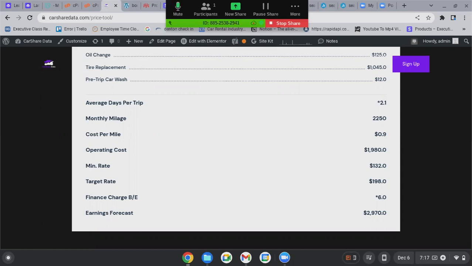I want all of my cars to be at least $100 a day, so that I can say each unit I'm going to make $1,000 of gross profit every month. At 30 units, $30,000 a month in gross profit. Earnings forecast 2970, and I'll tell you that is pretty darn accurate. We average probably between $2,500 and $2,900 a month on the Maserati following this formula. So it's very, very accurate.